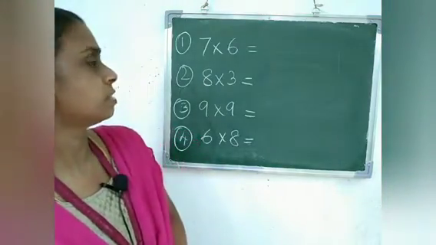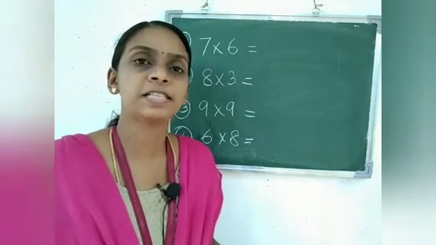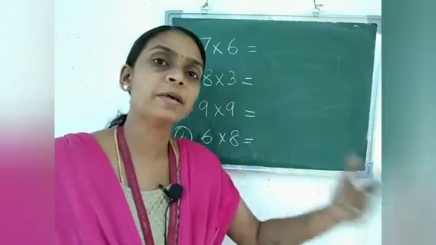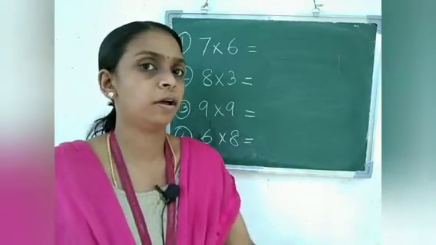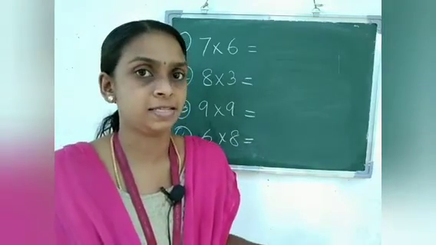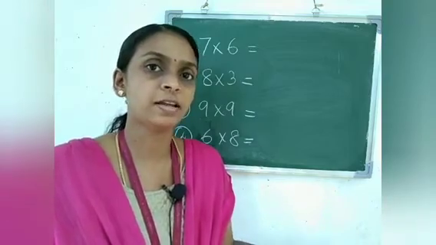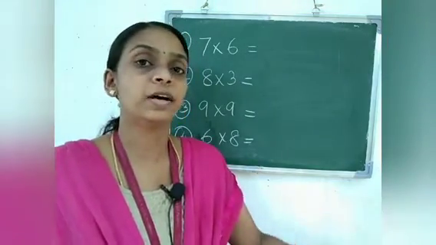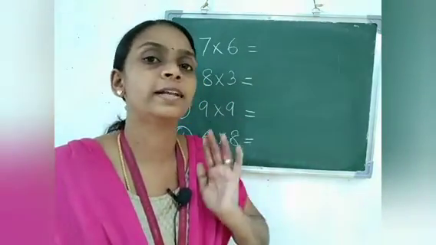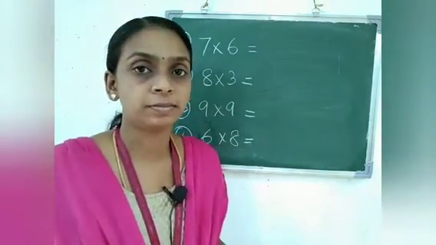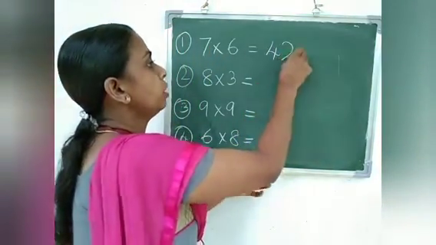So the first question is 7 into 6. 7 6s are what? Tell me, all of you tell me, 7 6s are what? Either we can recite the table of 7 or 6. When we count either one, we will get the answer. If you are saying the multiplication table of 7, then we will get the answer, and if you are counting the multiplication table of 6, then also you will get the answer. So 7 6s are what? 7 6s are 42.